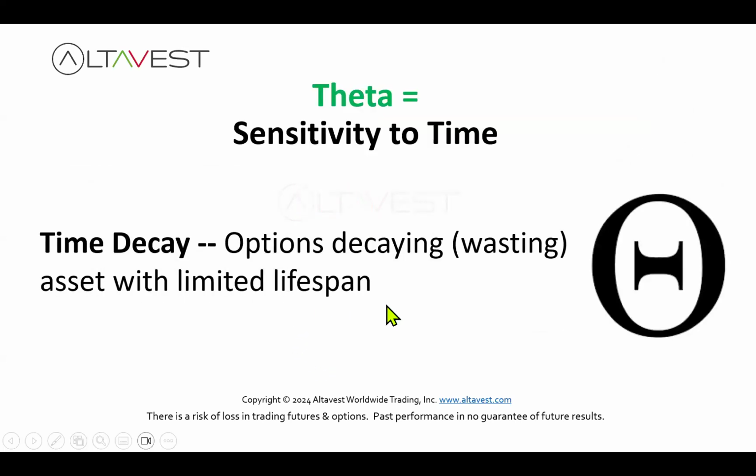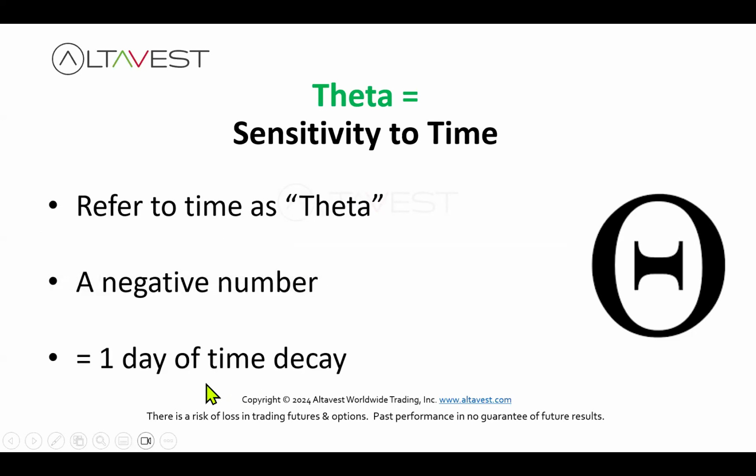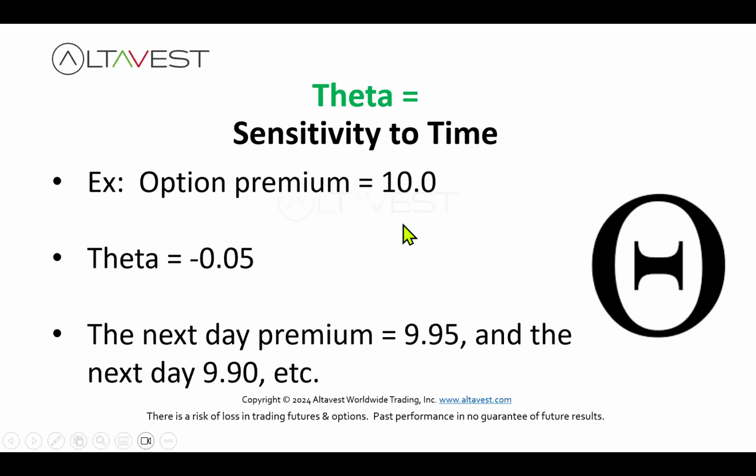Now, theta is the other Greek letter, and that references time when you're speaking of options. So sensitivity to time, and more specifically, time decay. So an option is a wasting or a decaying asset with limited lifespan. So as you know, every option has an expiration date. But theta is a negative number, and it equals one day of time decay. And we'll look at just a simple example here. If an option premium is 10 points, and theta is negative 0.05, that means the next day the premium on that option drops to 9.95, and the next day after that 9.90, and so on and so forth, just based on the time decay component of the option value.